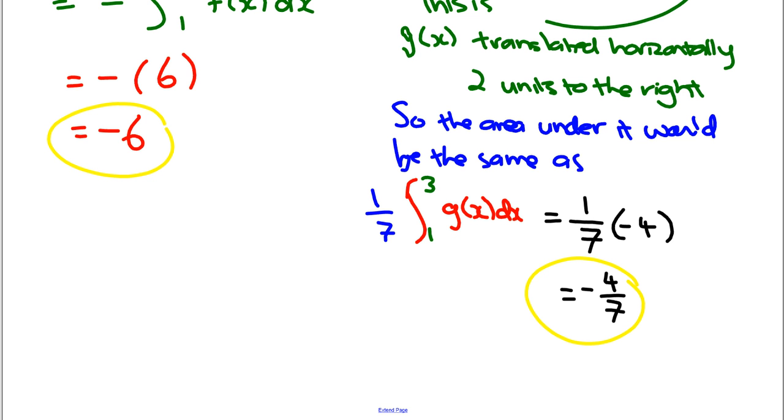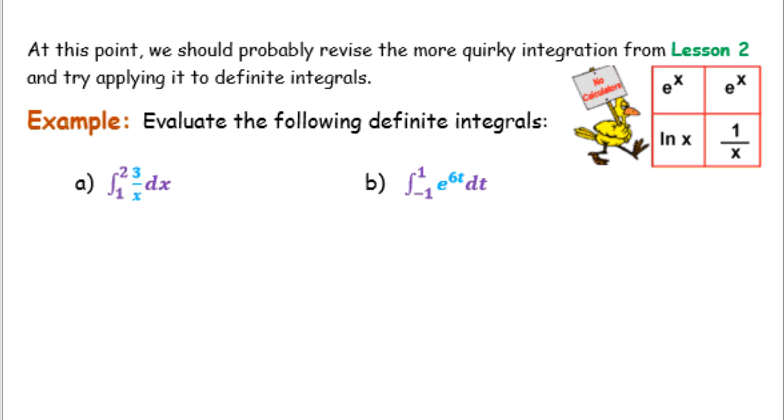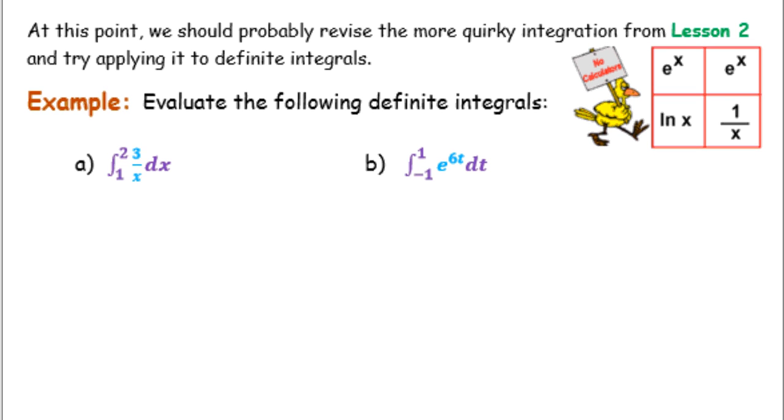This one is just practicing the quirky integration, but we're subbing in numbers. It's not like you just leave plus c at the end. We're actually going to sub in the lower limit and the upper limit. And here we go. So at this point, we should probably revise some more quirky integration from lesson 2 and try applying it to definite integrals. No calculator as well to make life hard. Feel free to use a calculator to check.